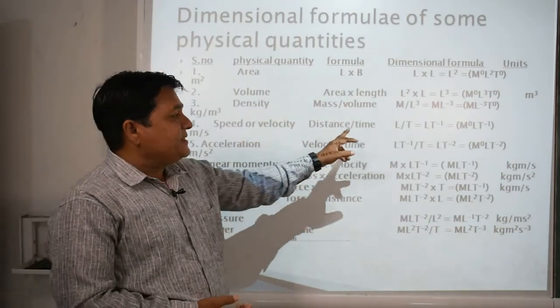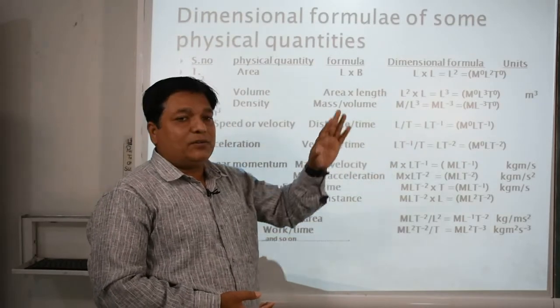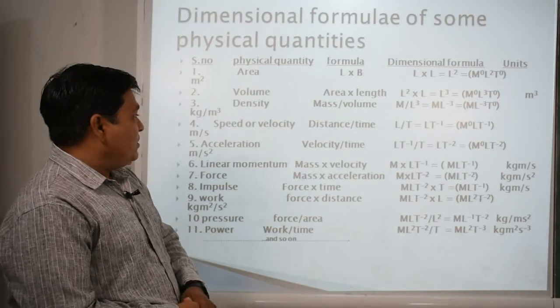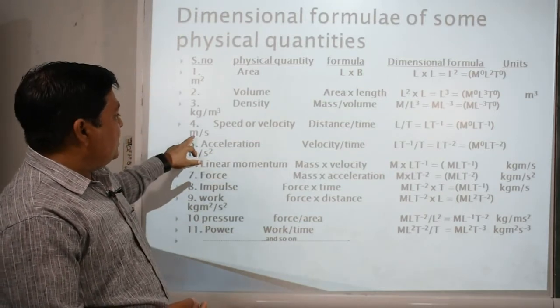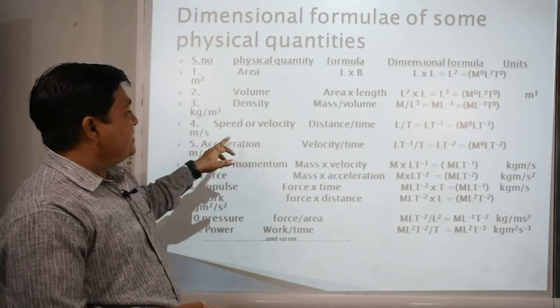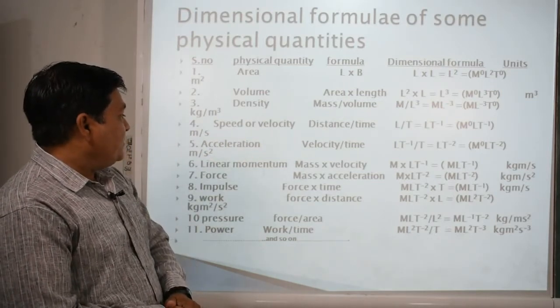Similarly for speed, distance upon time, L upon T, L T to the power minus 1. M naught L T to the power minus 1 is the dimensional formula of speed or velocity, and its unit will become meter per second. So meter per second is the unit of speed or velocity.